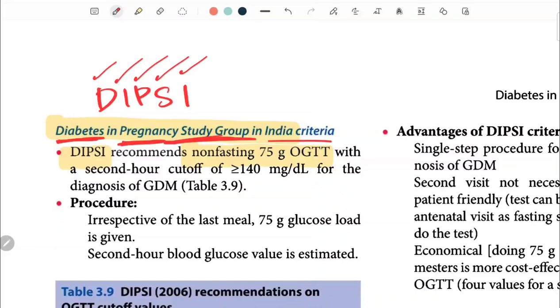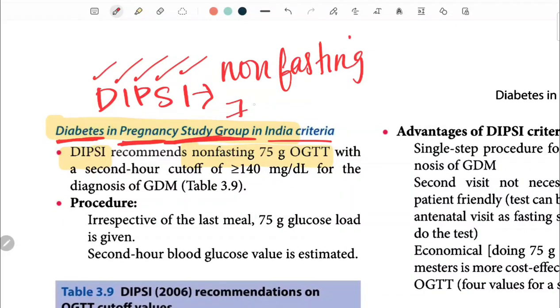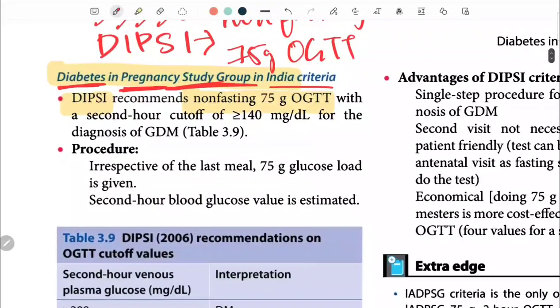That's very, very important. The Diabetes in Pregnancy Study Group in India is recommending a non-fasting, that is the key word here, non-fasting 75 grams of OGTT. So that is DIPSI, recommending a non-fasting 75 gram OGTT with a second hour cutoff of greater than or equal to 140 mg per dl for the diagnosis of GDM.